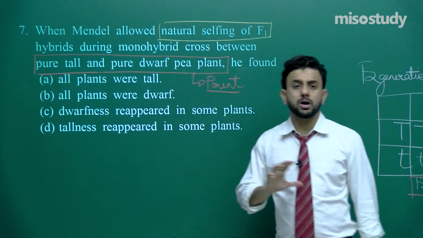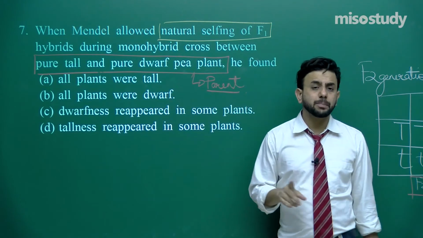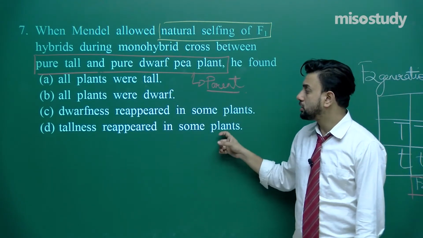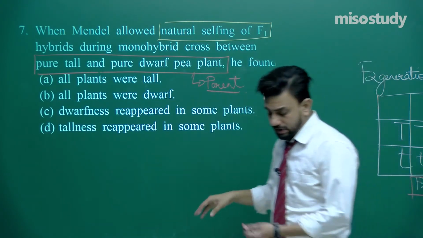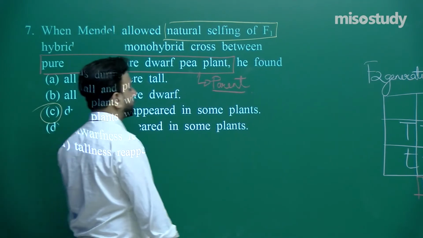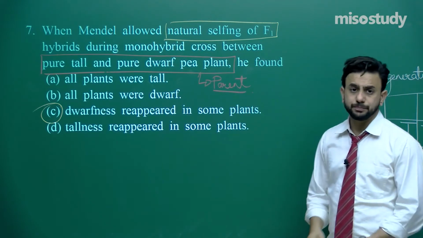All plants were dwarf. False. Dwarfness reappeared in some plants. Yes, it reappeared in the ratio of 1 out of 4. One was dwarf and three were tall. Tallness reappeared in some plants. So that's wrong. The answer will be C for this particular question.